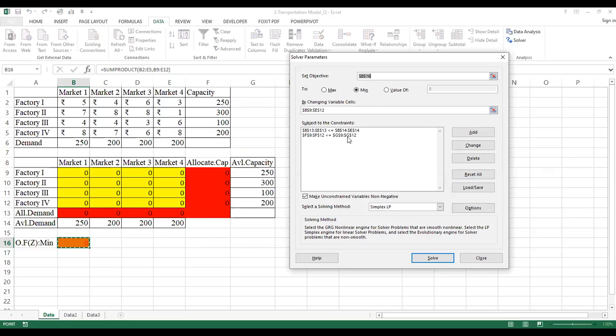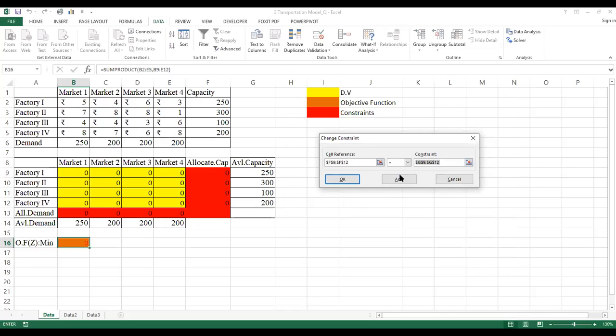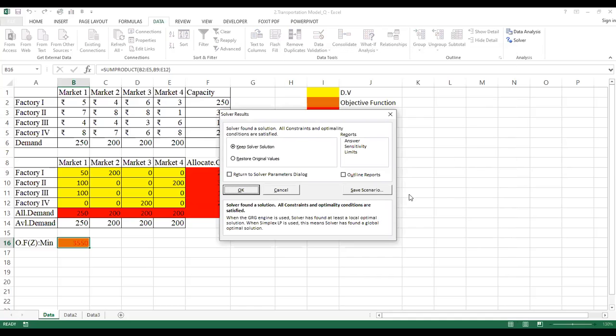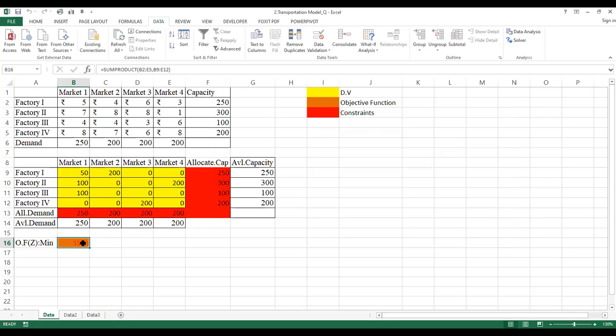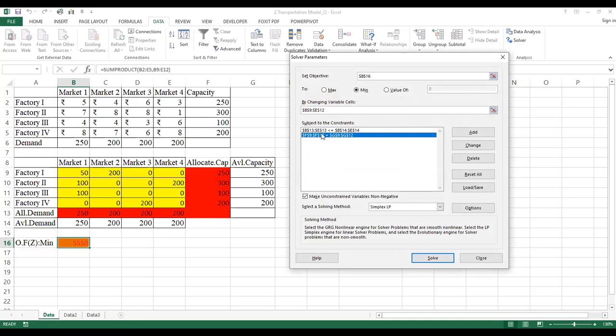Getting some answer. Try to change it to equal. So better use equal symbol for demand. Okay. 3550. Better use equal symbol here. Then you take this one, demand, better use equal. See, now look at this. Available demand is 250, 250 is matching. 300, 300 is matching. 100 is available, we allocated as 100. 200 is available, allocated as 200. 250, 250, 200 is matching. No wastage.